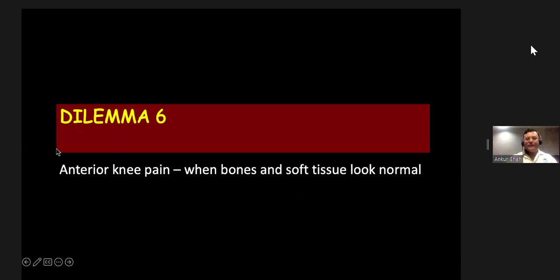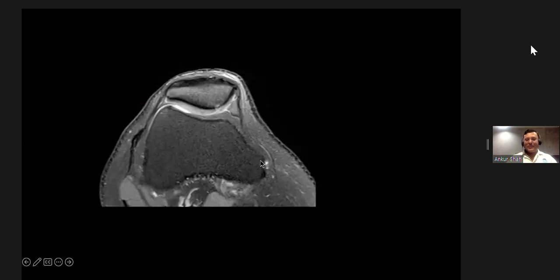Coming to the sixth dilemma, that is the anterior knee pain. And again, when the bone, soft tissue, everything look normal, what to do next? A patient who particularly presents with the anterior knee pain and you hardly see any abnormality in the knee joint, look for one thing, that is the cartilage.